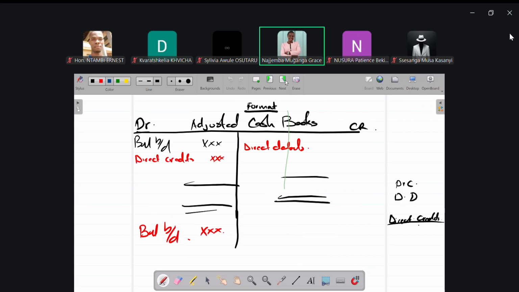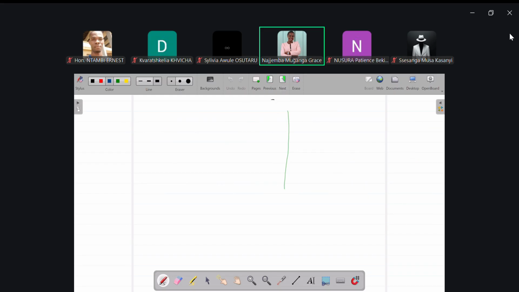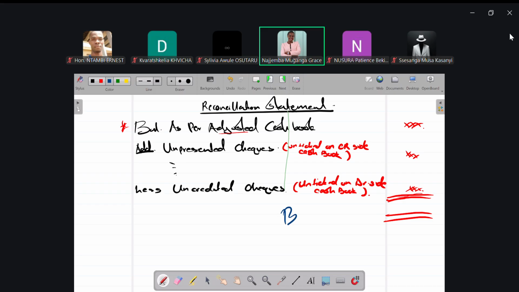Things are over here. Then we correct the errors. And always we work towards the bank balance. We work towards the bank balance on the bank statement.